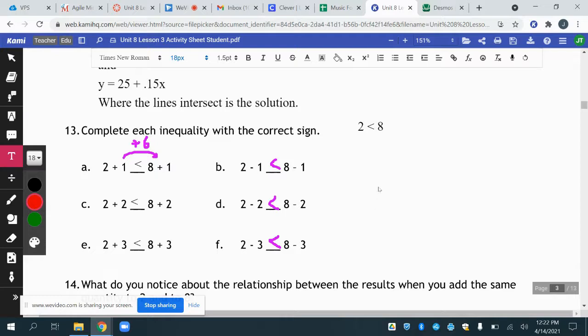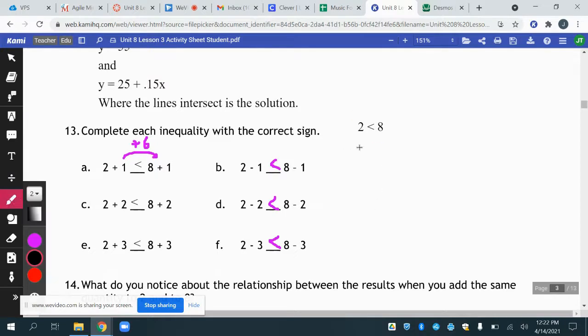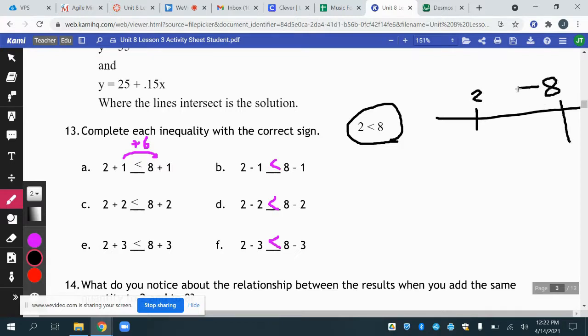Okay, so now we're going to talk really quickly. We know that 2 is less than 8. On a number line, 2 is right here, 8 is right here. 2 is less than 8. It's further to the left on a number line. Remember that rule? Okay, so if I add 1 to each of them, now I have 3 and 9, which is bigger? 9 is still bigger than 3. What if I have 4 and 10?